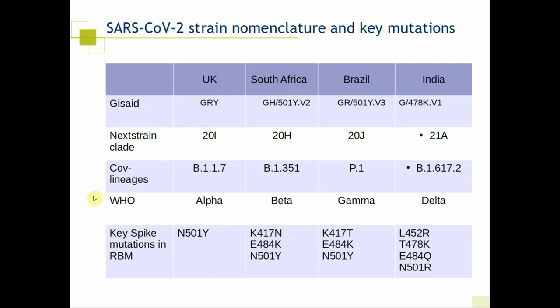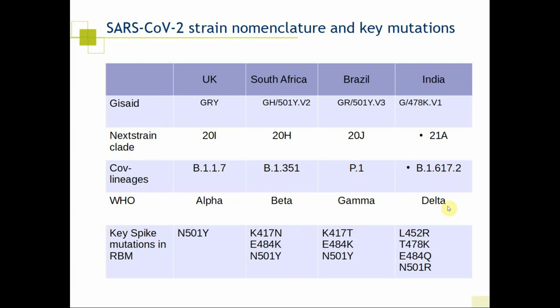So at some point, the World Health Organization expert group got involved and said, okay, we're going to simplify the nomenclature. So B.1.1.7 is going to be the alpha variant. B.1.351, this was from South Africa, we call the beta variant. P.1, this emerged in Brazil, is the gamma variant. B.1.617.2, this emerged in India, is the Delta variant.